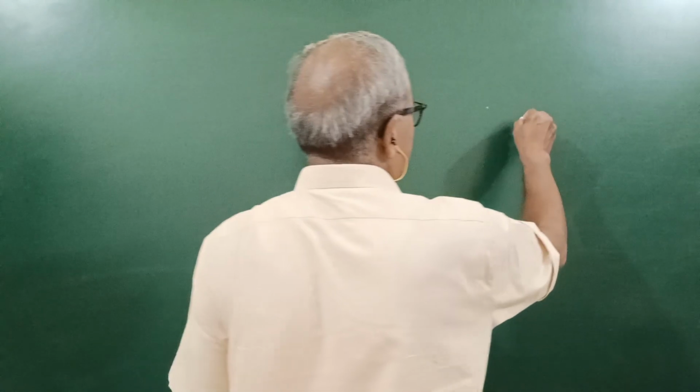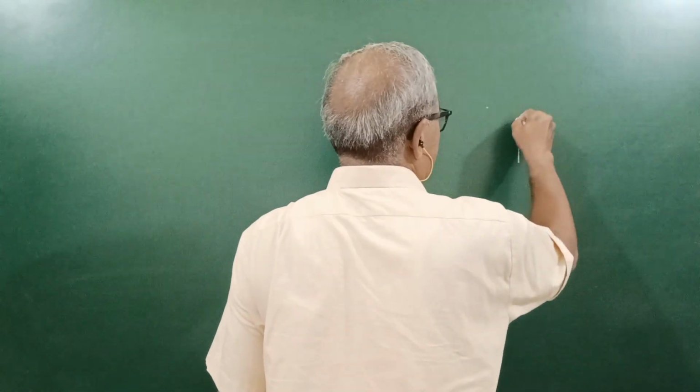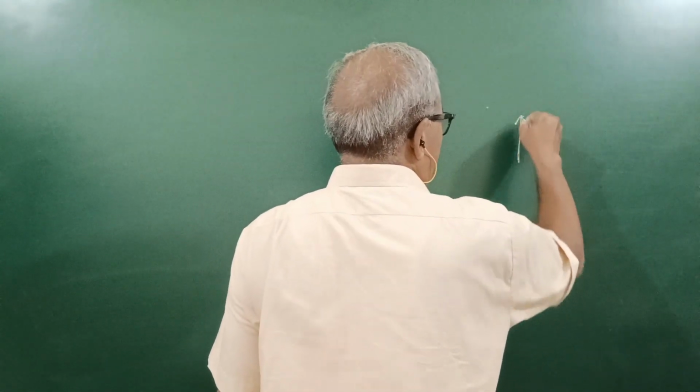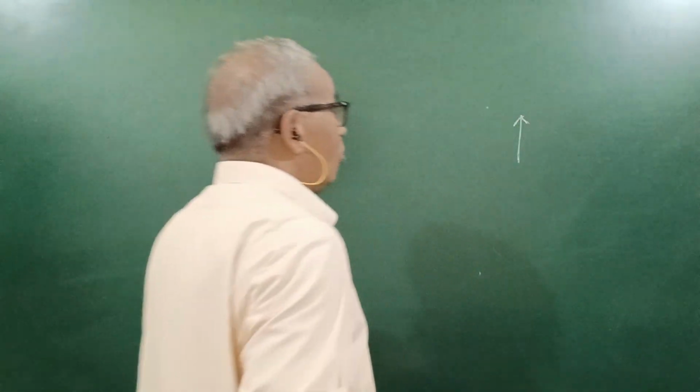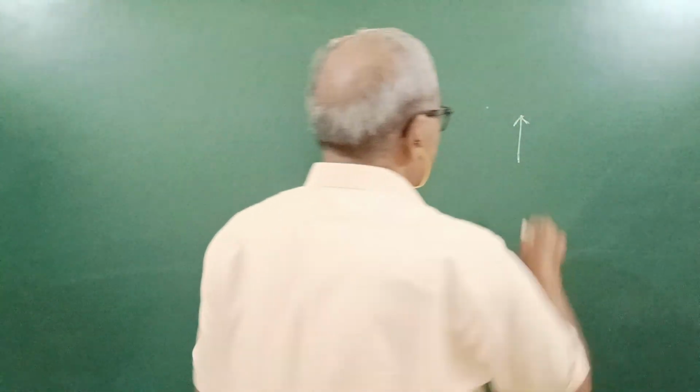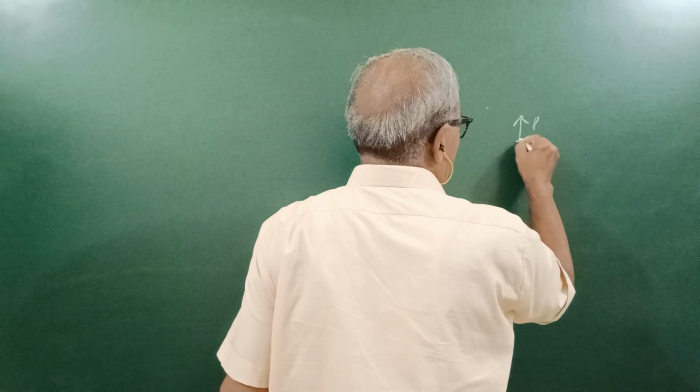There is one more good question here, and in my teaching experience I found this question is difficult for students. Here P is a bar magnet. The arrowhead shows the direction of the dipole moment of the bar magnet. This magnet is named P.